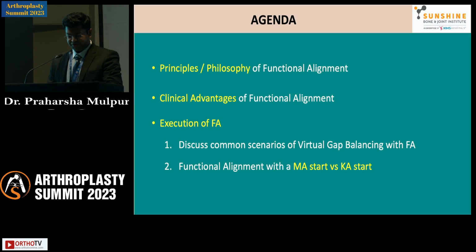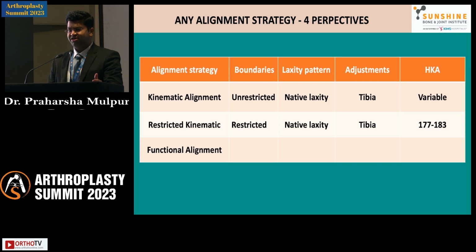So we'll also look at what the clinical advantages are and see how it is executed. For any alignment strategy, you should have four perspectives. First, you should understand what the boundaries are. Then you have to understand what laxity pattern it accepts at the end of the procedure. What are the adjustments, or where are the adjustments that you make? And what is the limit on the HKA?